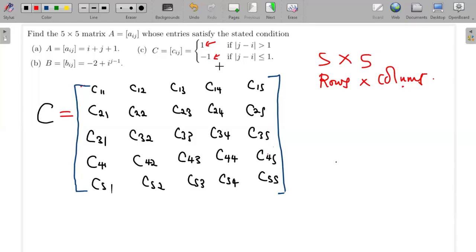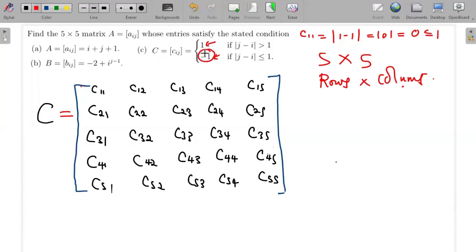So what do they mean? Let's say, for example, I'm finding C11 here. C11, I'll be using this. So it will be the modulus of j, which is 1, minus i, which is 1. So this will just be the modulus of 0, which will just be 0. So you ask yourself, is 0 greater than 1, or is it less than or equal to 1? So we see that 0 is less than or equal to 1. So the answer for such, if it's less than or equal to 1, will be what?